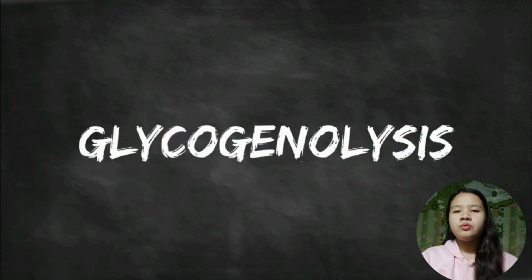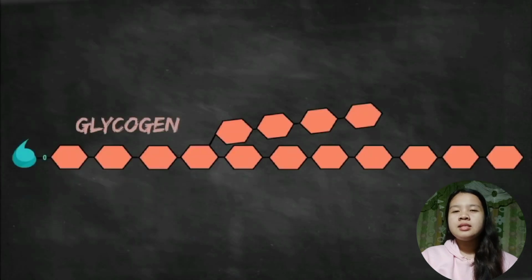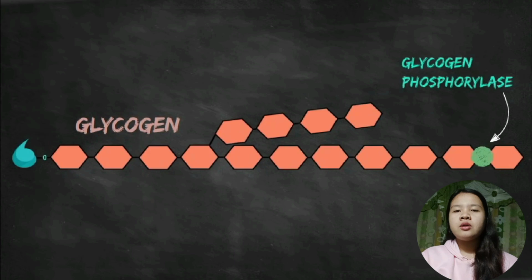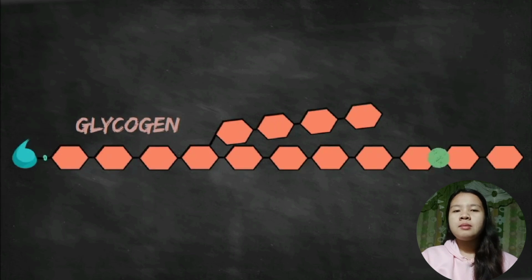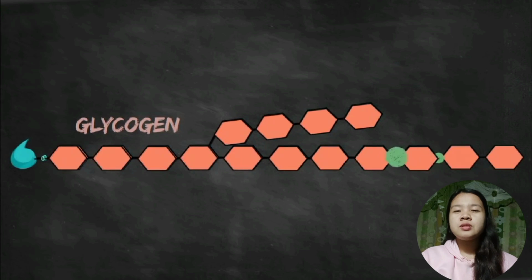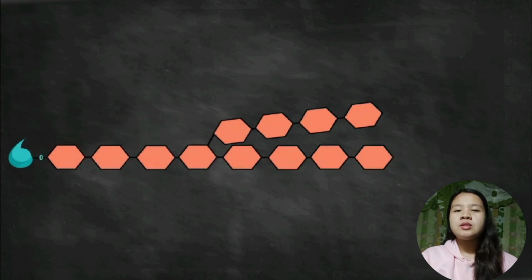Now let's go to glycogenolysis, which is composed of 3 steps. Step 1. Shortening of chains. The enzyme glycogen phosphorylase cleaves alpha 1,4 glycosidic bonds between glucosyl residues at non-reducing ends until 4 glucosyl units remain on each chain before a branch point. The remaining structure is called limit dextrin, and phosphorylase cannot degrade it any further.